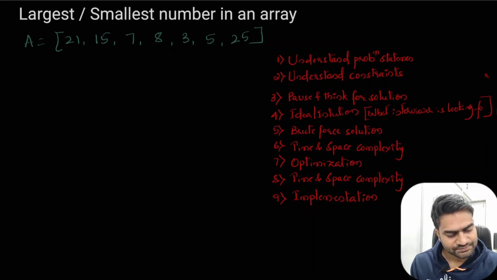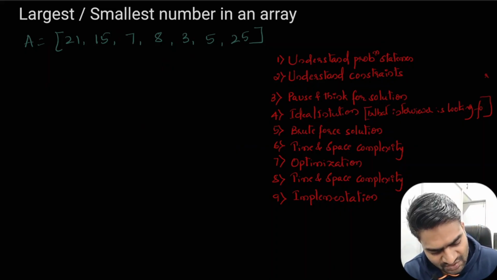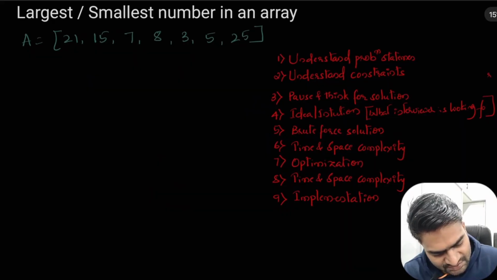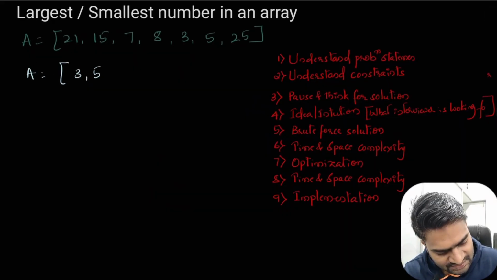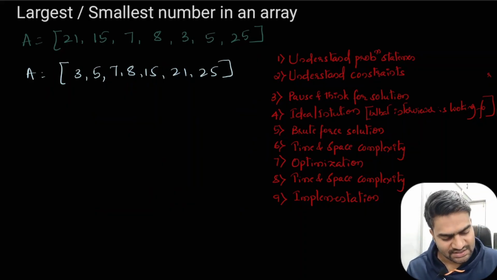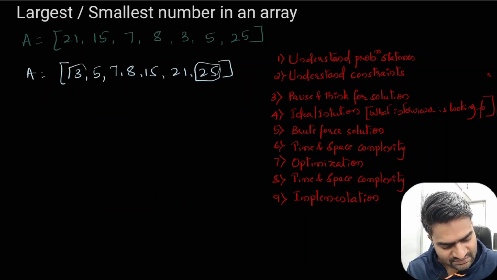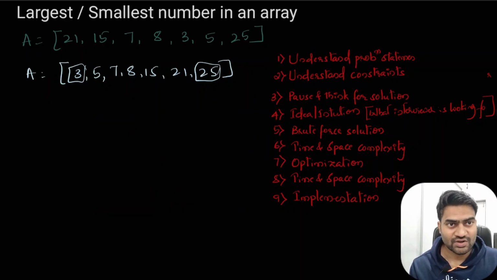Okay. Now we have this particular array. What I will do is sort it. So my sorted array will be something like this. 3 is my smallest number, then 5, 7, 8, 15, 21 and 25. Now if you want the largest number, this will be your largest number. If you want the smallest number, this will be your smallest number. For this example, we will consider the largest number; we can simply modify it a little bit to get the smallest number.